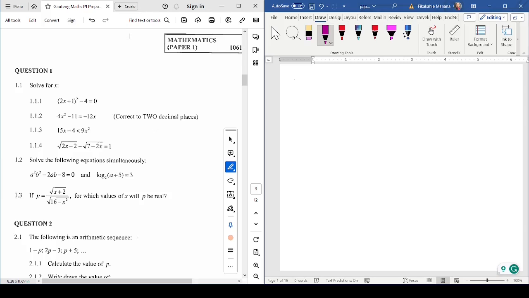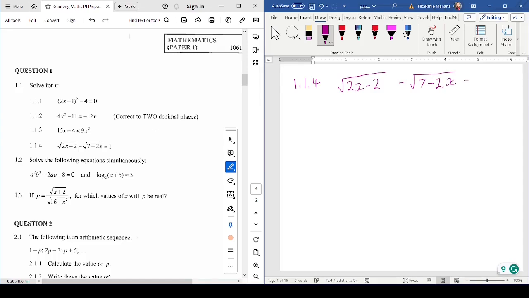1.1.4, right? 1.1.4. And we've got a square root of 2x minus 2, right? All of this under square root minus another square root of 7 minus 2x.